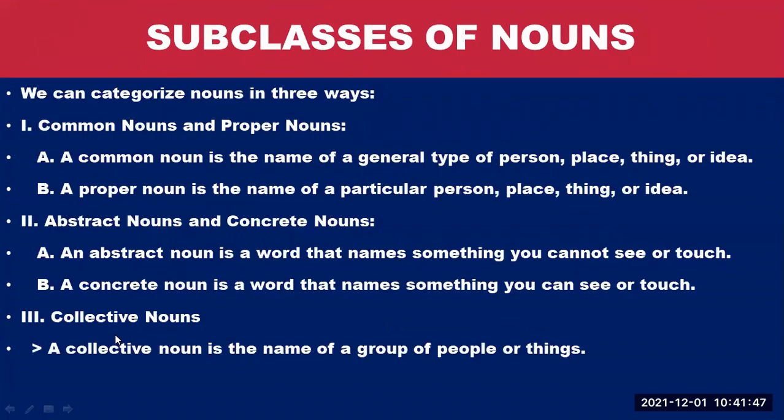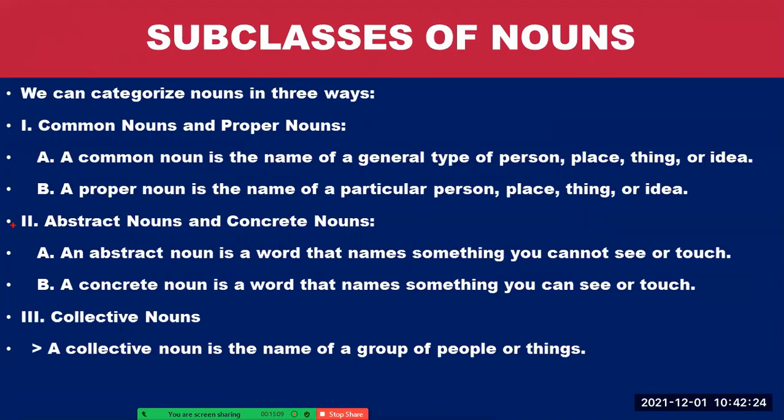And now we want to look at subclasses of nouns. We categorize nouns in three ways. We can talk about common nouns and proper nouns. Now, a common noun is the name of a general type of person, place, thing, or idea. Don't forget, a common noun is a general name. A proper noun is the name of a particular person, place, thing, or idea. So a proper noun is a particular name.